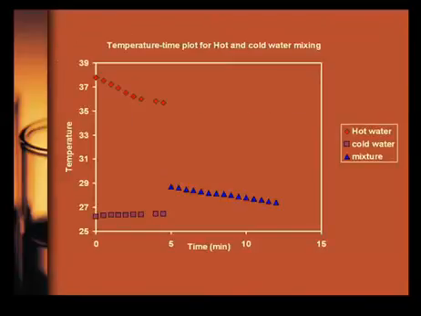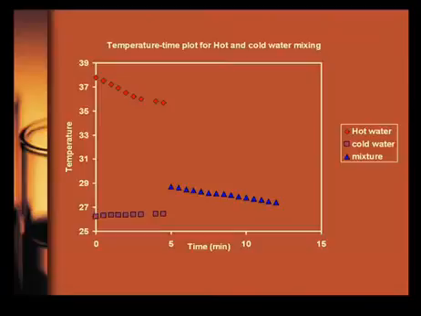Okay, for temperature time plot for hot and cold water mixing, you get a graph similar to this, where hot water is represented by the red diamonds, the temperature versus time for the cold water is purple squares, and the temperature of the mixture is blue triangles.